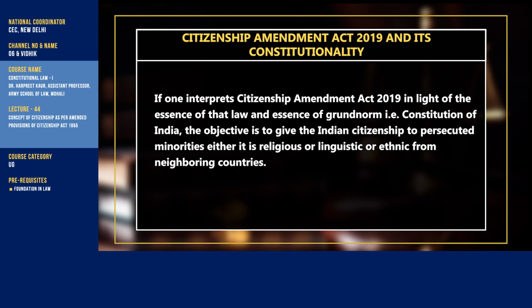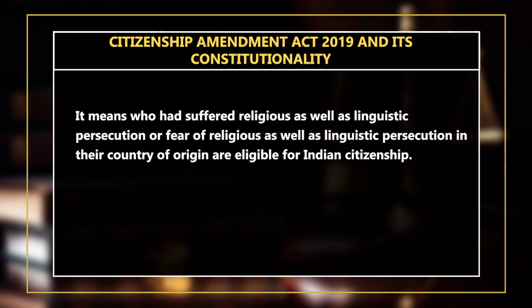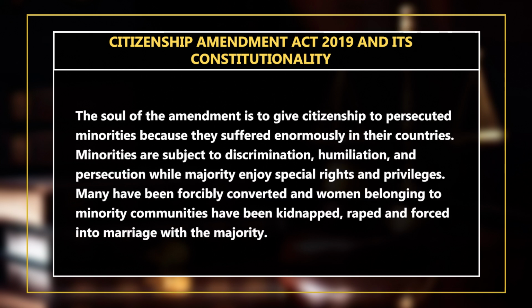Now, I will be discussing with you the Citizenship Amendment Act 2019 and its constitutional validity. If one interprets the Citizenship Amendment Act 2019 in the light of the essence of that law and a sense of the grand norm, that is the Constitution of India, the objective is to give Indian citizenship to persecuted minorities, whether religious, linguistic or ethnic, from the neighboring countries. It means those who have suffered religious as well as linguistic persecution, or fear of religious as well as linguistic persecution, in their country of origin are eligible for Indian citizenship. The soul of the amendment is to give citizenship to persecuted minorities. Why? Because they suffer enormously in their country.